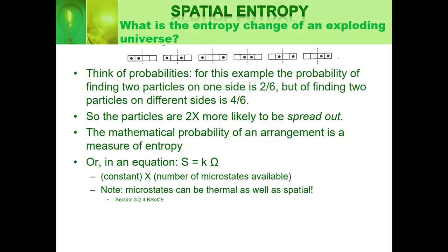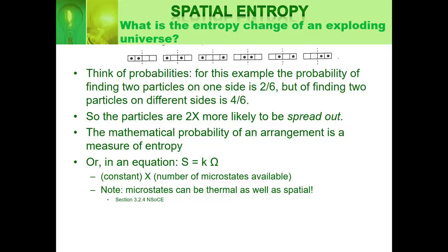So there are 4 spatial microstates available for the balls to be apart. There's only 2 spatial microstates available for the balls to be on the same side of the box. So that means that the entropy would be times 4 for the apart case and times 2 for the together case. Entropy would be twice as high. Now we're dealing with numbers. We're dealing with volumes, and we're dealing with numbers that we can calculate.